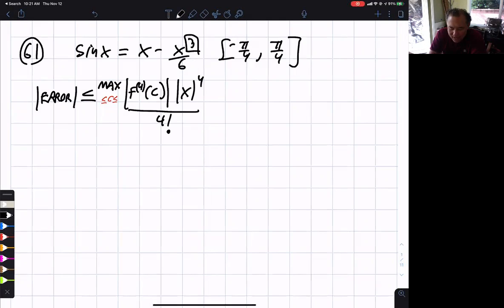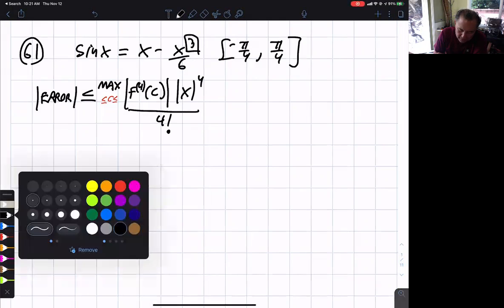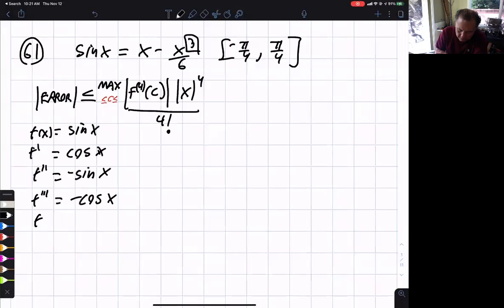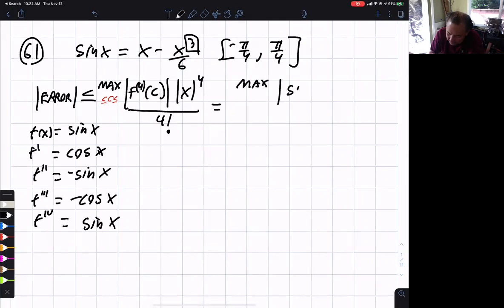All right, now we get to the problem. We have to find the fourth derivative. So let's do that. f of x is sine x, f prime is cosine, f double prime is opposite sine, f triple prime is opposite cosine, and the fourth derivative would be sine x. So that would be, and we still have to deal with c, it's sine c. Now, I don't need the absolute value because the fourth power is always positive.